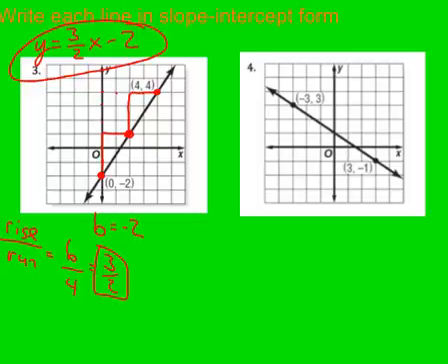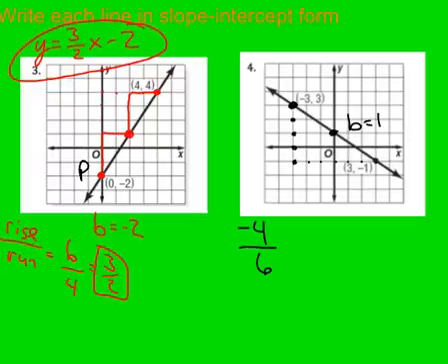Now, this one's a little bit different. What I usually do is start here and look at where it crosses. I think this goes through 1, so I would say my b is equal to 1. Then I would go down 1, 2, 3, 4, so the rise is minus 4. Then run 1, 2, 3, 4, 5, 6. So negative 4 over 6.